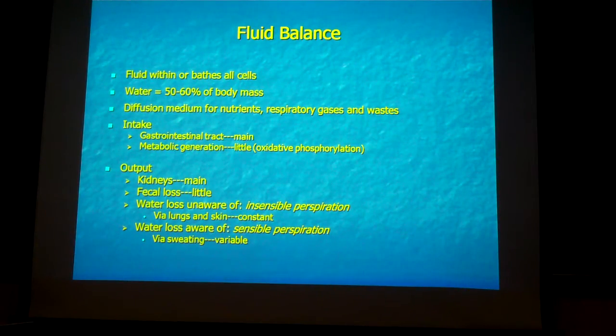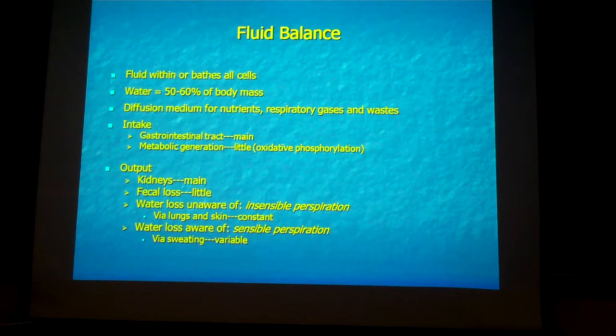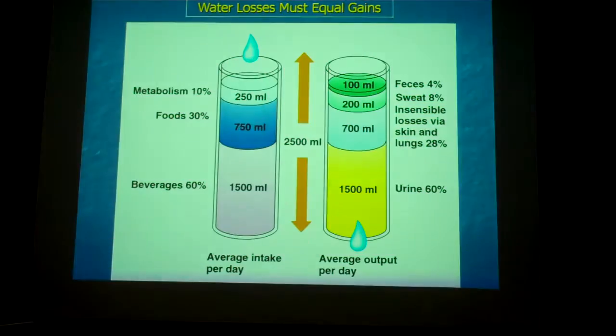Now, we also lose some water by sweating. So when we're overheated, we sometimes sweat. And when that sweat evaporates, we lose heat via evaporation. So that kind of water loss is called sensible perspiration. Okay, so insensible perspiration is constant. We're always losing a little water that way. Sensible perspiration is variable because we're not always sweating. We don't need to sweat all the time. It's only when we're overheated.